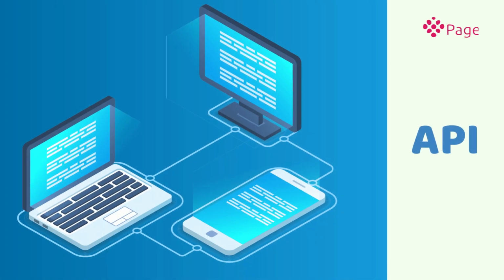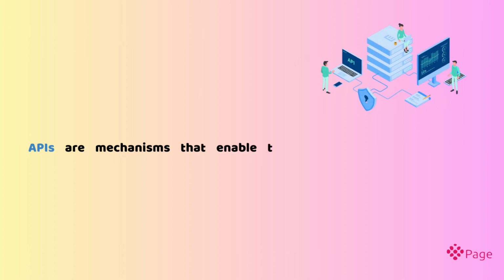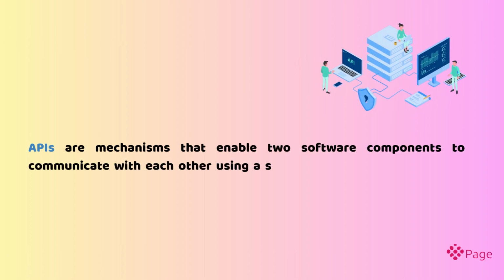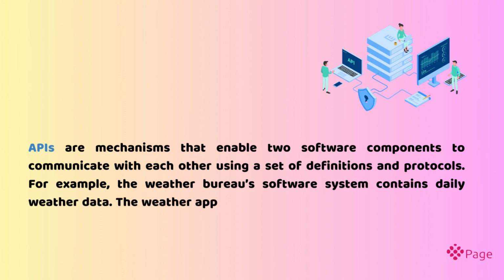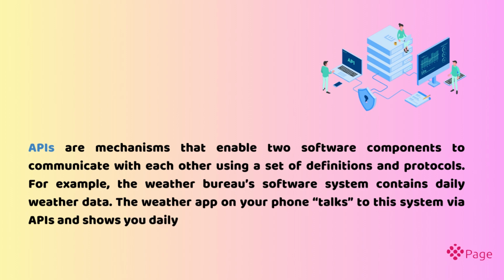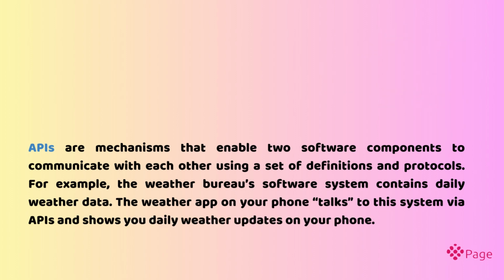What is an API? APIs are mechanisms that enable two software components to communicate with each other using a set of definitions and protocols. For example, the Weather Bureau's software system contains daily weather data. The weather app on your phone talks to this system via APIs and shows you daily weather updates on your phone.